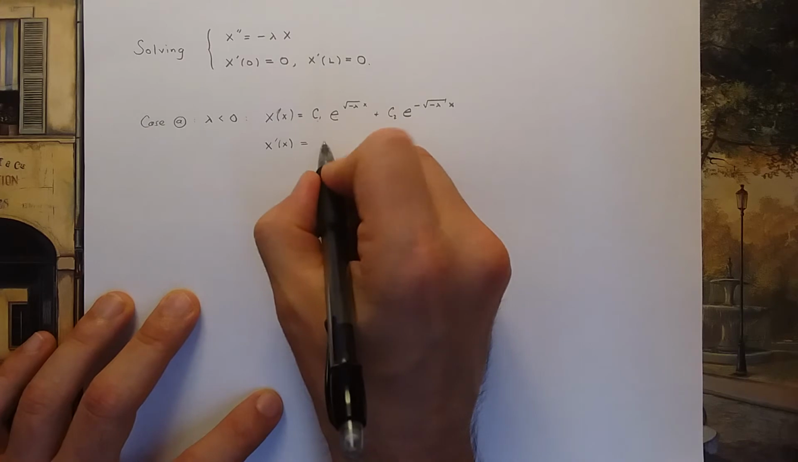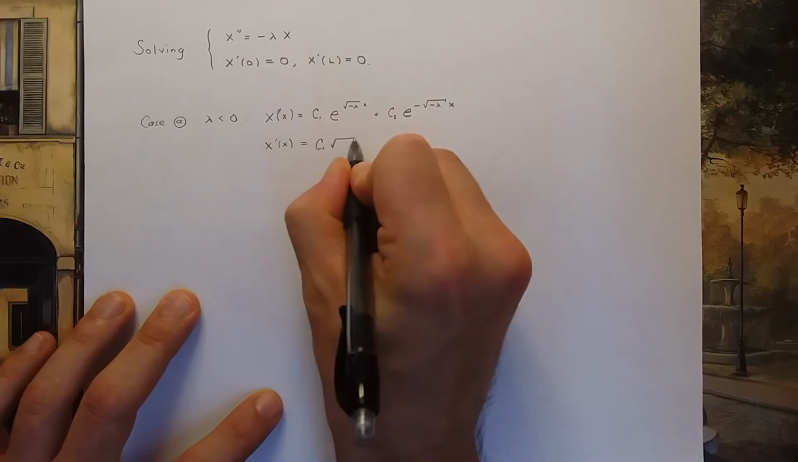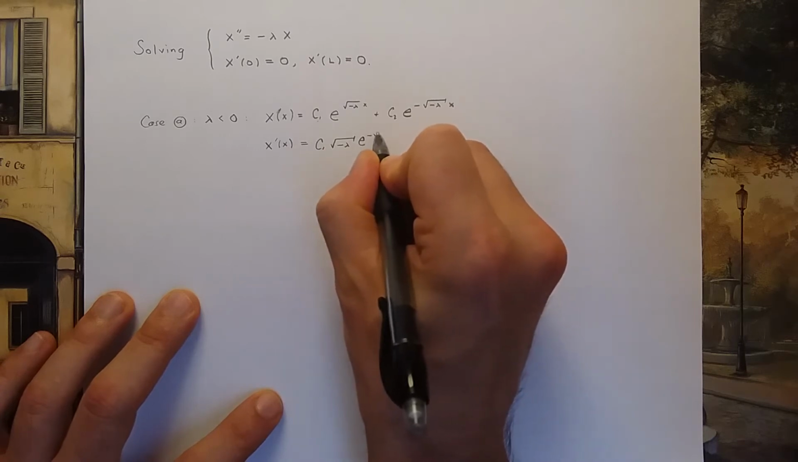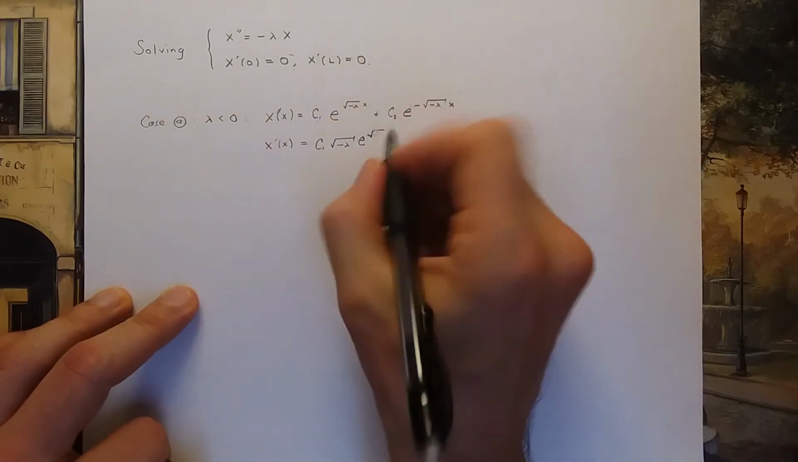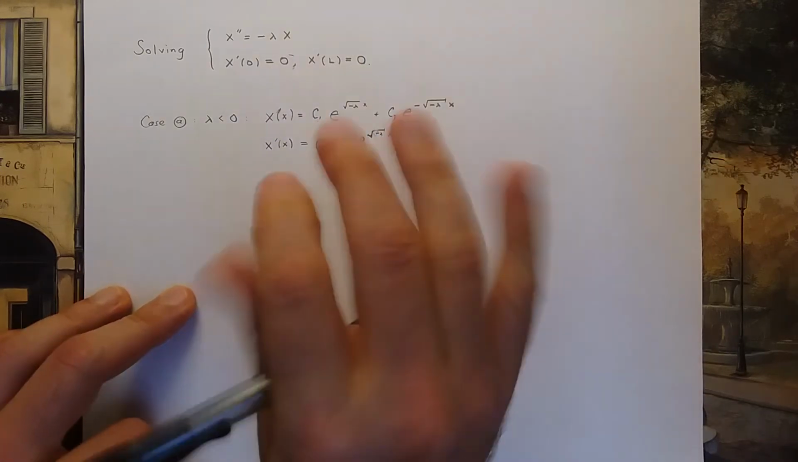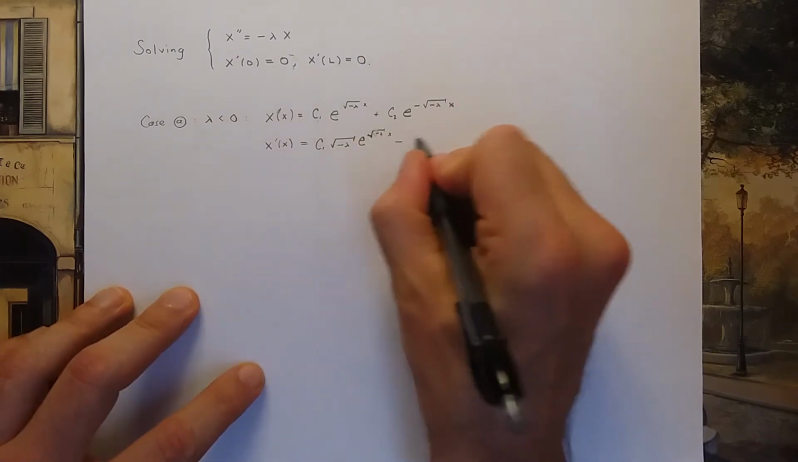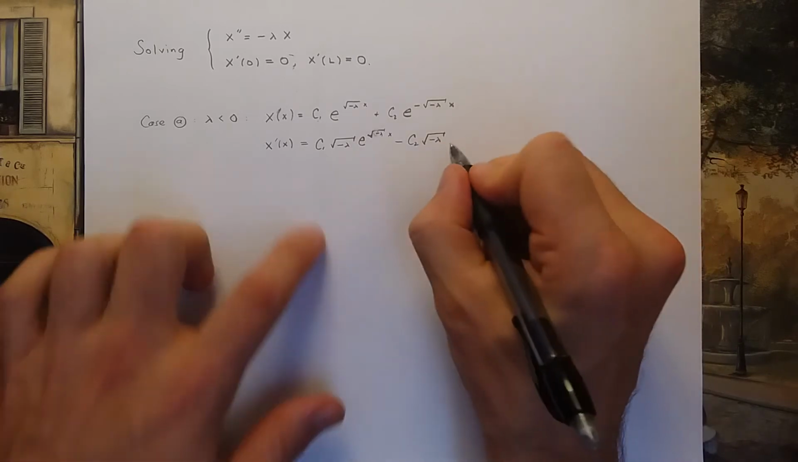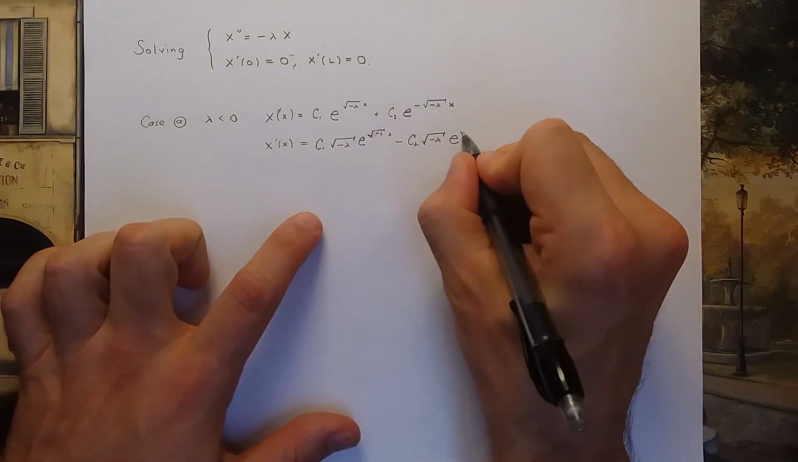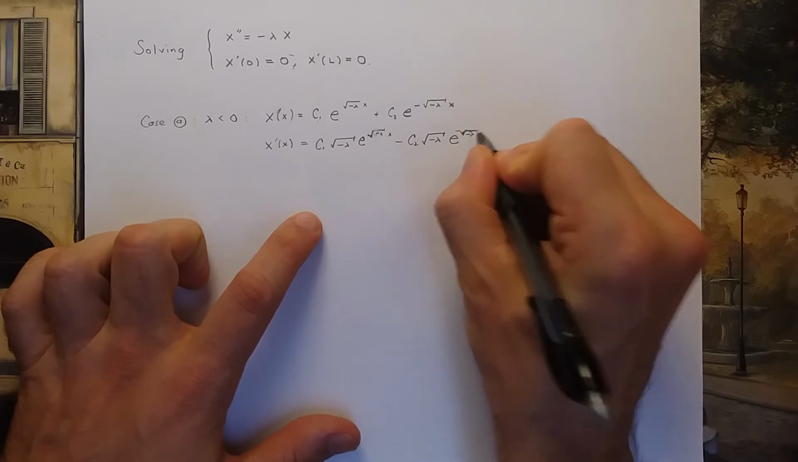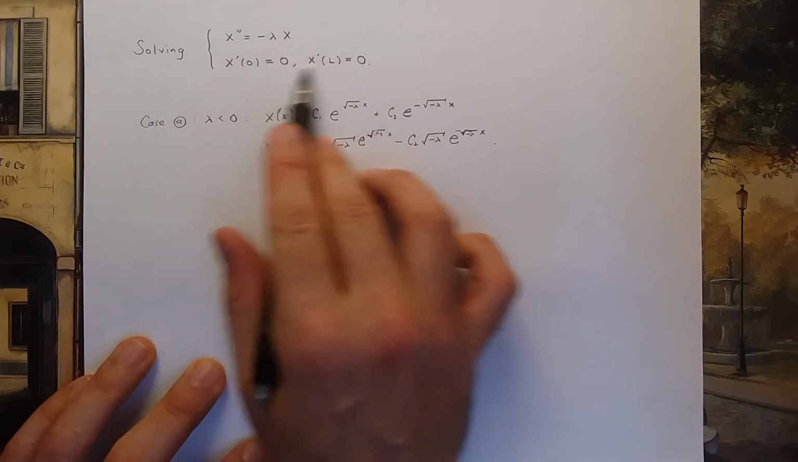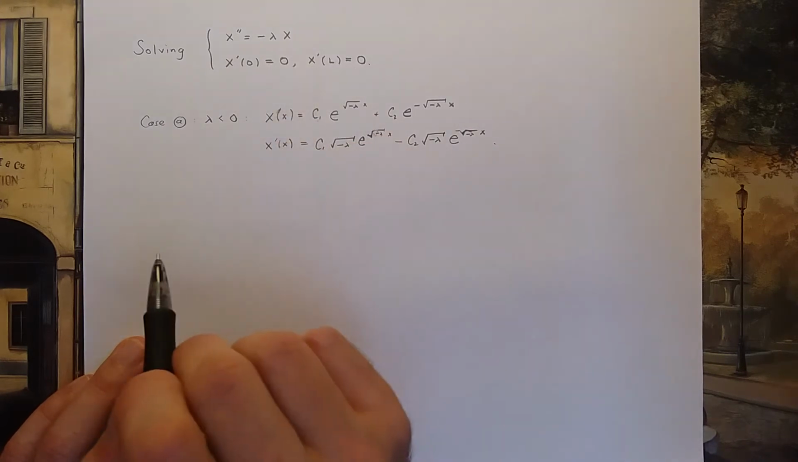So I take a derivative to employ the boundary conditions. The derivative would be c1 times the square root of negative lambda e to the square root of negative lambda x, minus c2 square root of negative lambda e to the negative square root of negative lambda x. So now I plug in my boundary conditions, and I find C1 and C2.